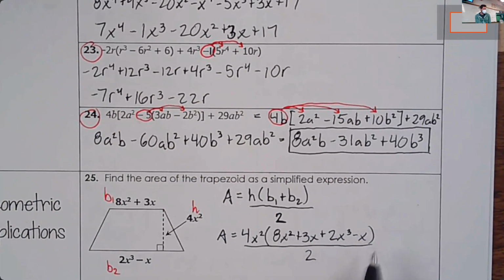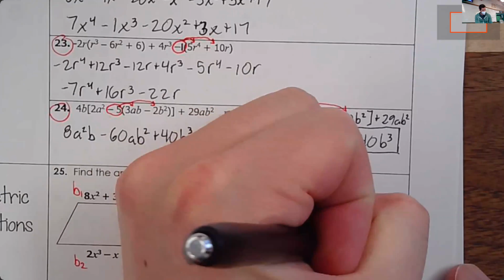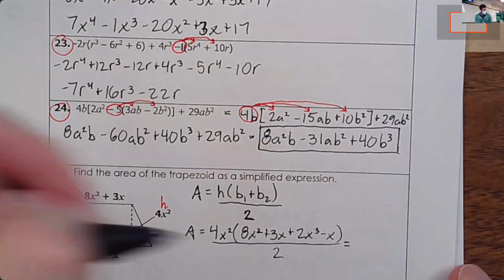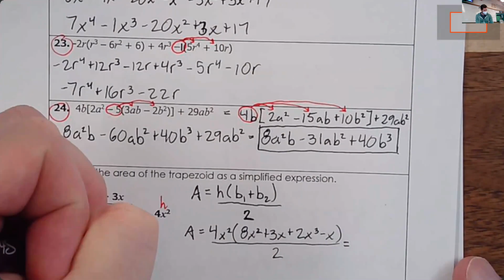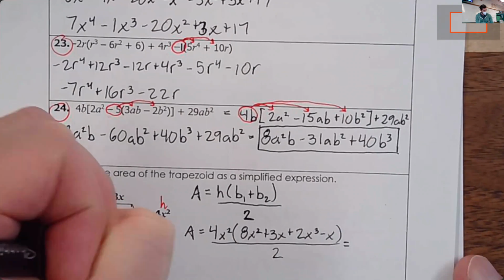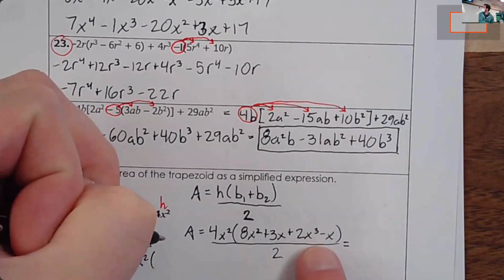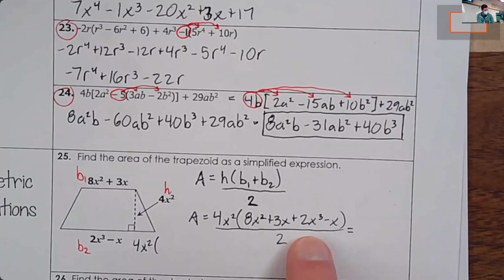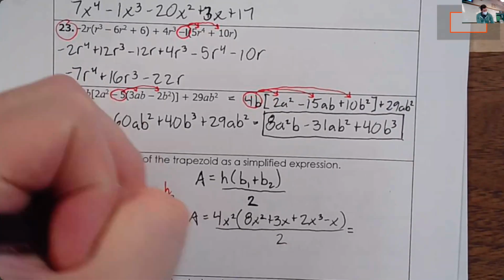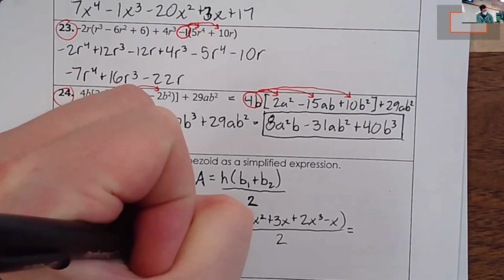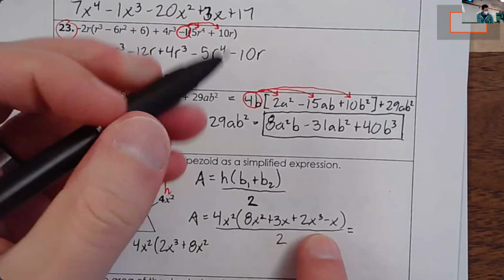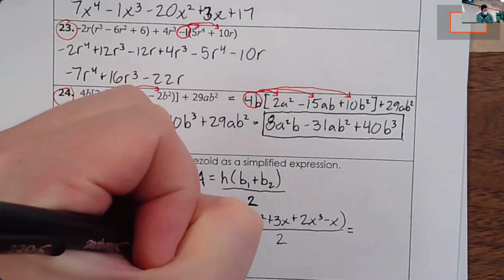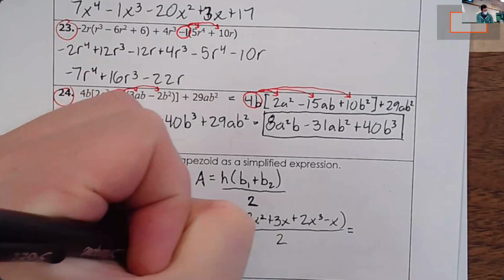And I see 2 terms that have x. So 3x minus x is 2x. So we can rewrite this as 4x squared. Running out of room here. I'm just going to write this over this way. So 4x squared, parentheses, standard form here would be 2x to the third plus 8x squared. And then 3x minus x is plus 2x, all over 2.